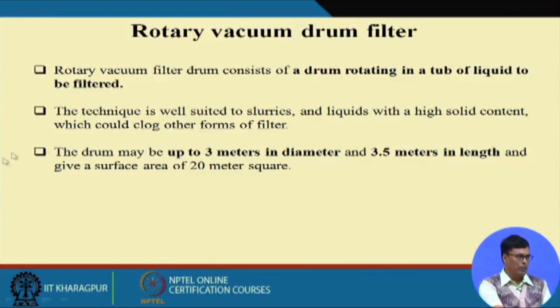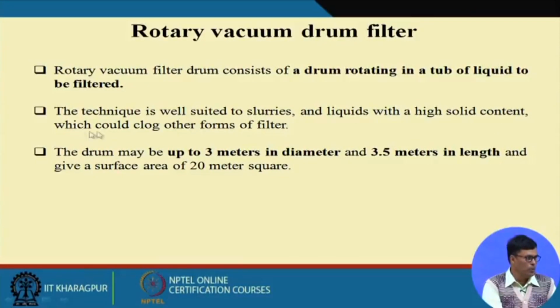that can be removed with the help of this rotary vacuum filter. Rotary vacuum filter consists of a drum rotating in a tub of liquid to be filtered. The technique is well suited to slurry or liquid with high solid content, which could clog other forms of filters. The drum may be 3 meters in diameter and 3.5 meters in length, giving a surface area of 20 square meters.